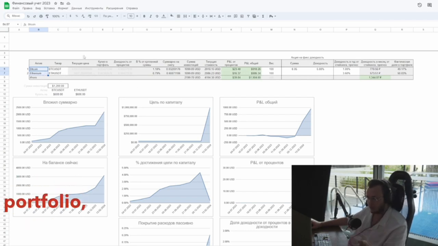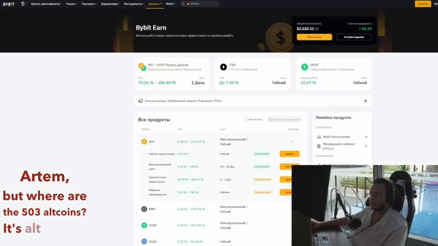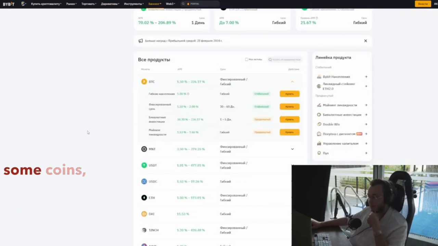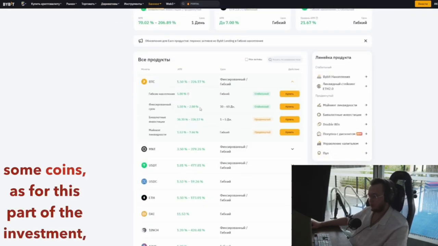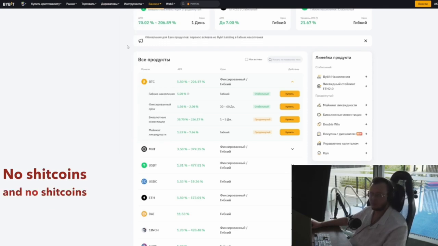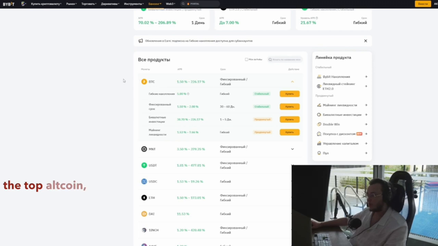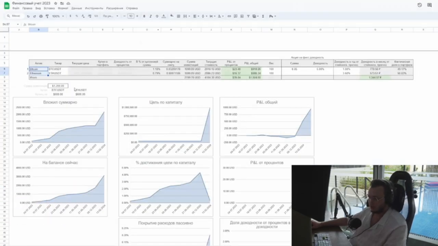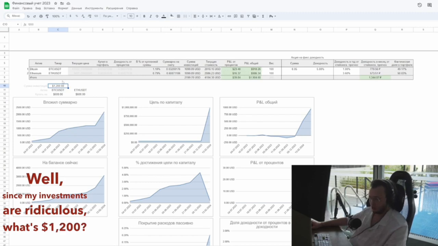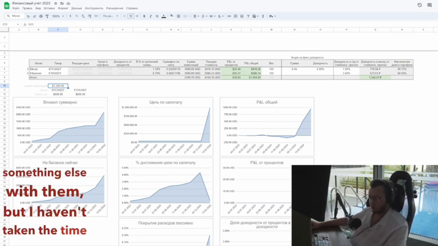Ethereum is your portfolio, Artem, but where are the 503 altcoins? It's alt season now, yes. Buy some coins. As for this part of the investment, I haven't taken my portfolio yet. No shitcoins, and no shitcoins in principle will I consider for my portfolio. I will only consider the top altcoin, which I haven't considered yet. Well, since my investments are ridiculous, what's $1,200? Of course, you can buy something else with them, but I haven't taken the time yet.